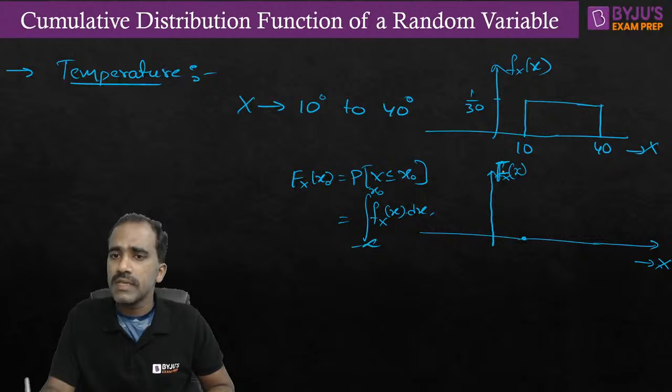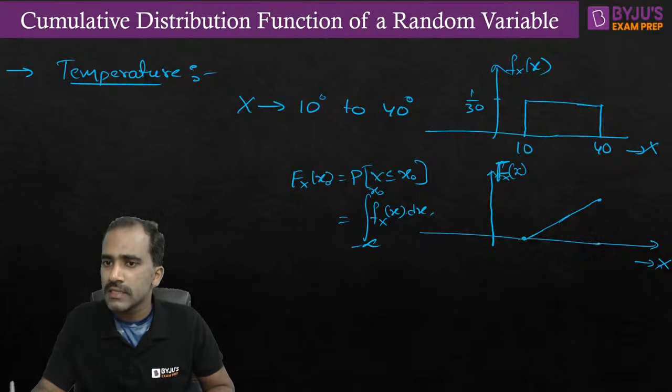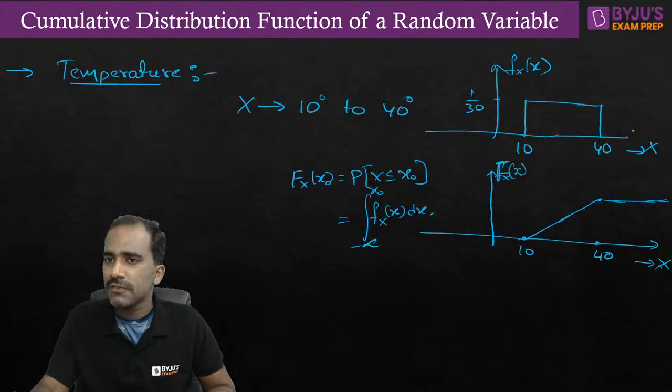So CDF is the integration of the PDF. Since the PDF is constant, the constant is 1 by 30. If you integrate 1 by 30, it will become x by 30. So it is a straight line with a slope of 1 by 30. Till 40, it will keep on increasing. And after 40, there is nothing to accumulate. When there is nothing to accumulate, the CDF will stay constant. After 40, there is no value of the random variable which takes a non-zero probability. So that's why the height will become 1.